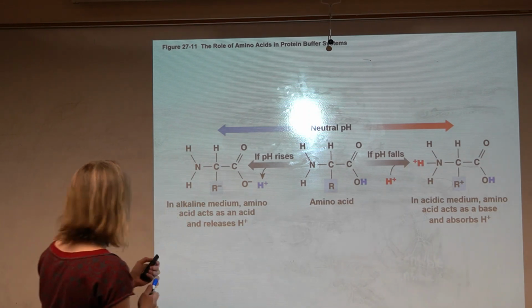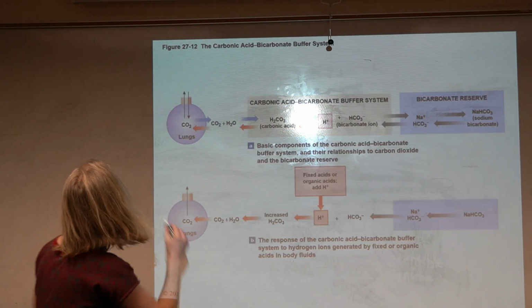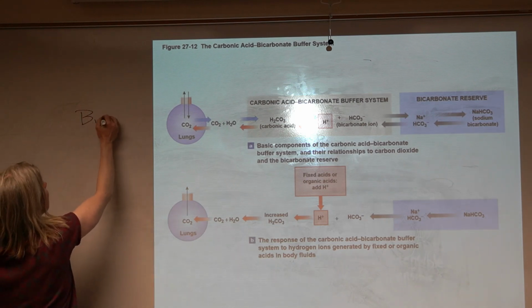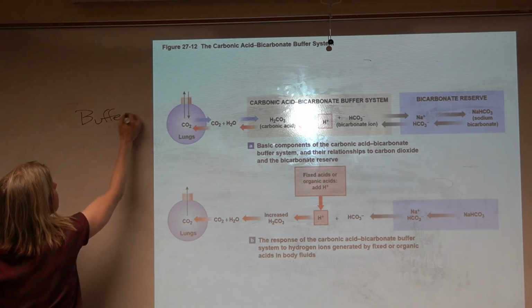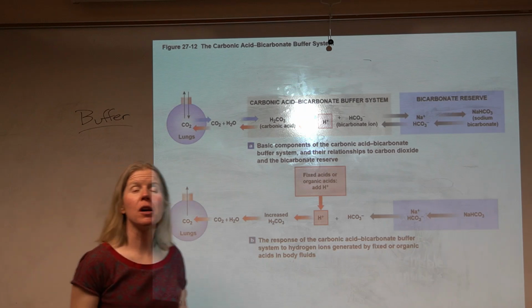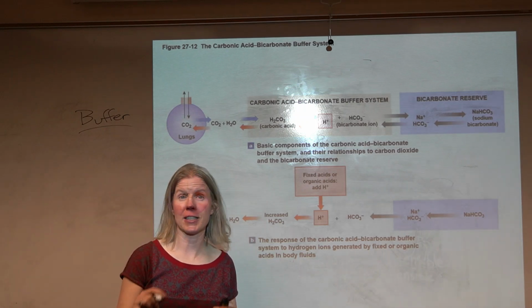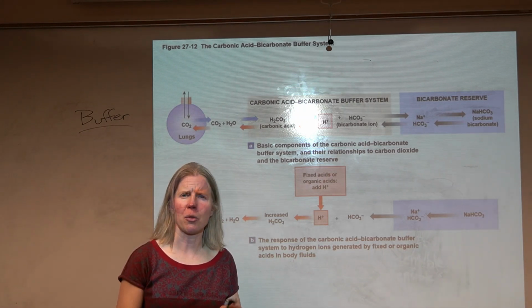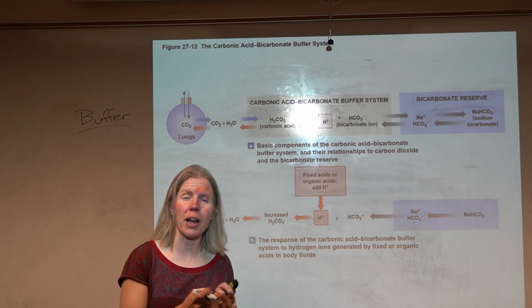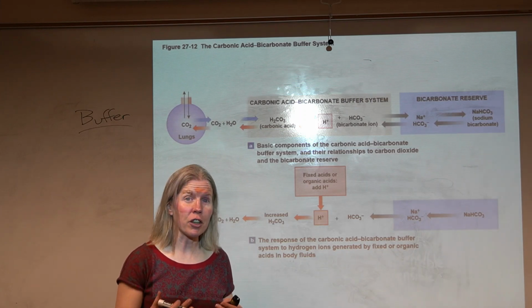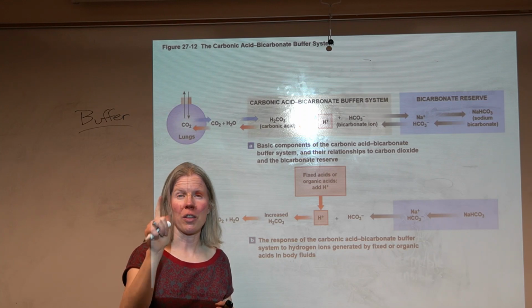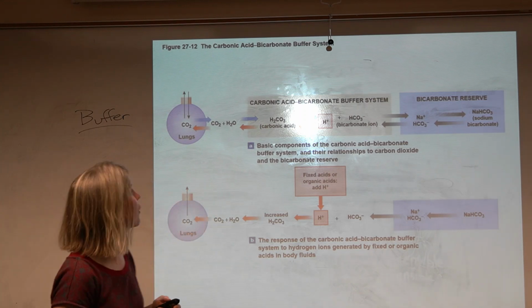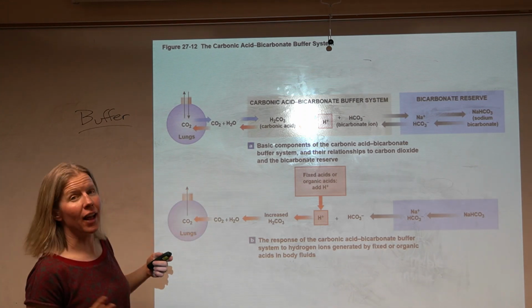Okay, so when we're trying to maintain blood pH, our first stop is with the buffers, but again, this is a temporary fix. This is a Band-Aid on the situation. We can tie up extra hydrogen ions or donate them, but eventually we need the lung or the kidney to fix the situation. So here's what's going on at the lung.